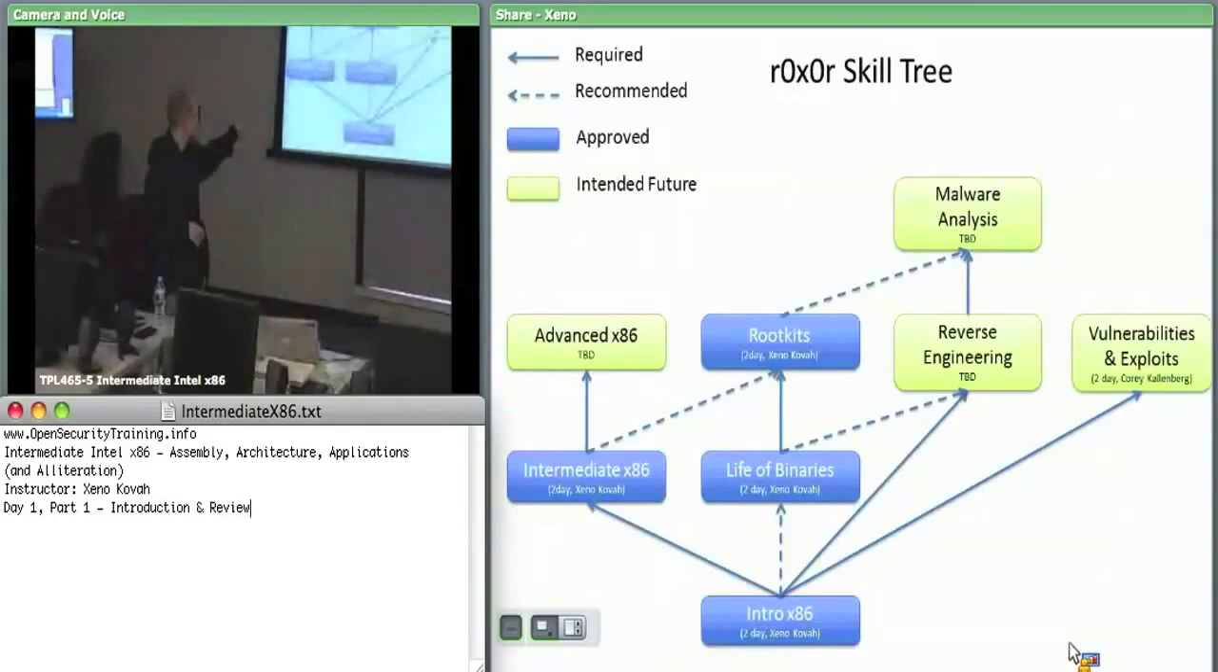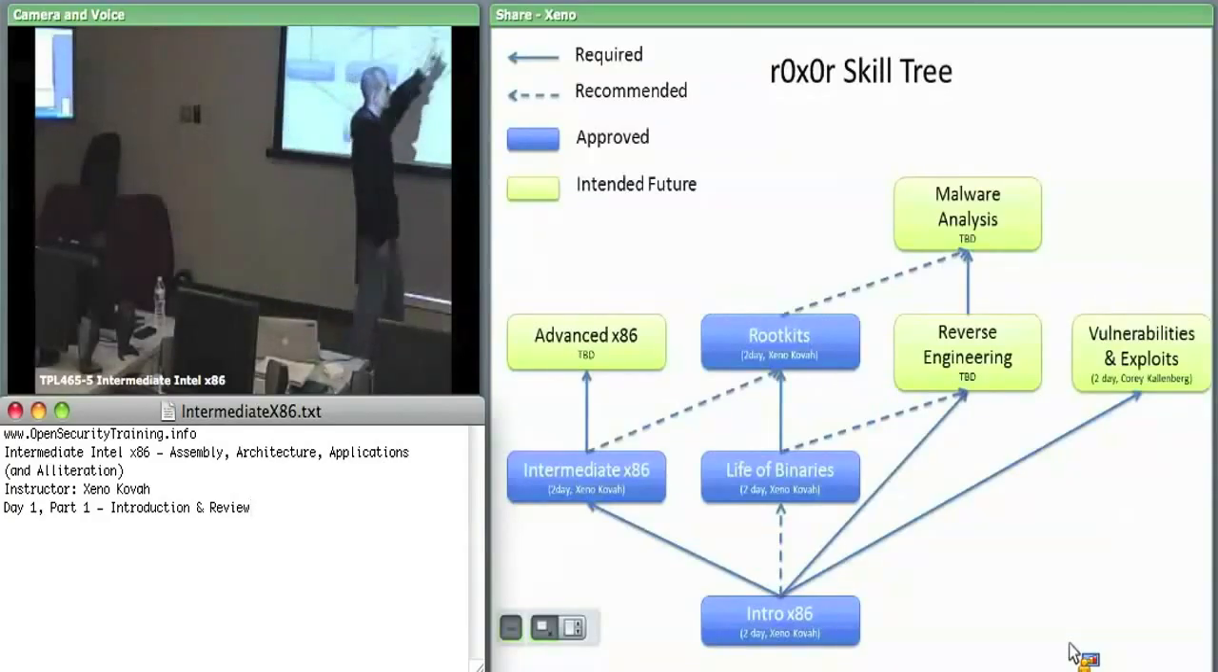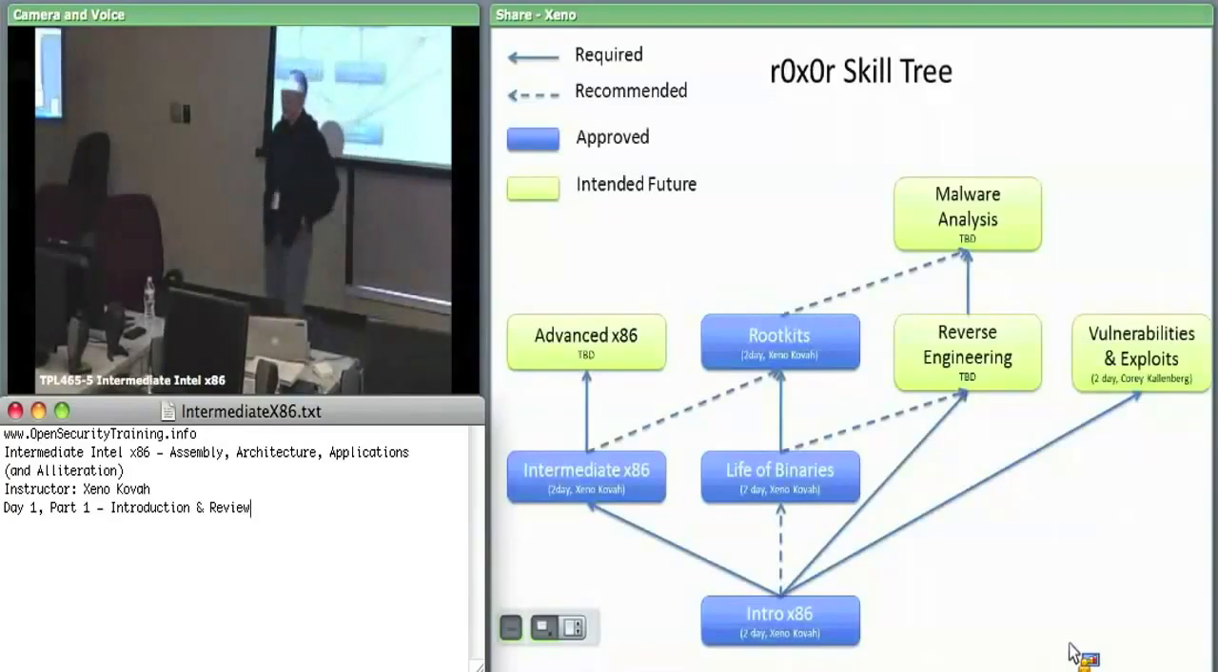All the ones that are currently blue will be on video available next year. On the reverse engineering and vulnerability exploits classes, because they're new instructors, they're not necessarily going to have videos on those this year.